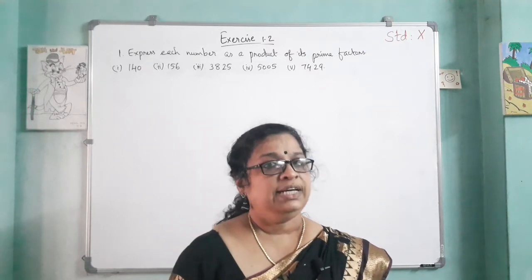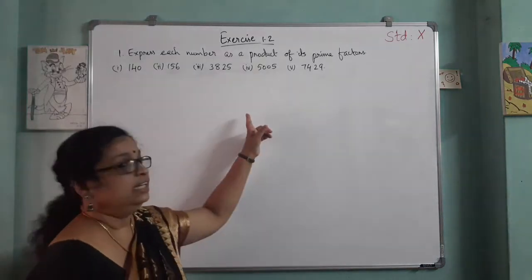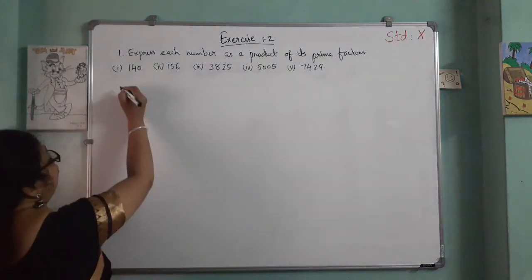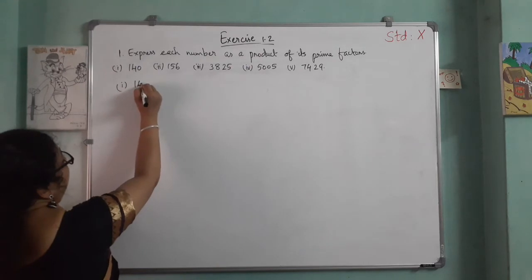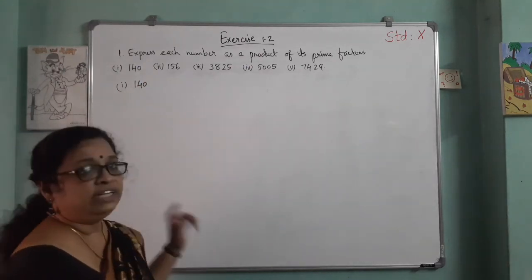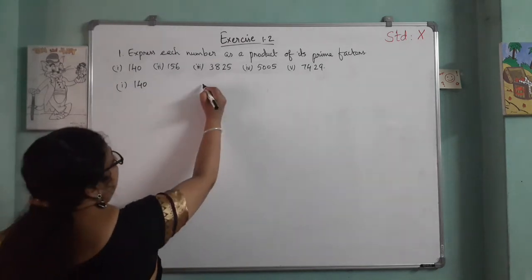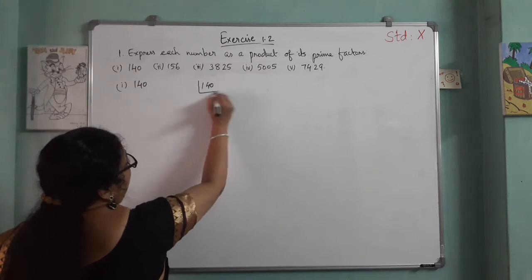Now we will do exercise 1.2. First question, I write here: 140. That is, express each number as a product of its prime factors, prime factorization. So 140, that we will prime factorize.